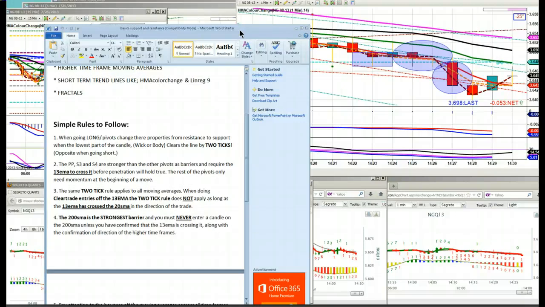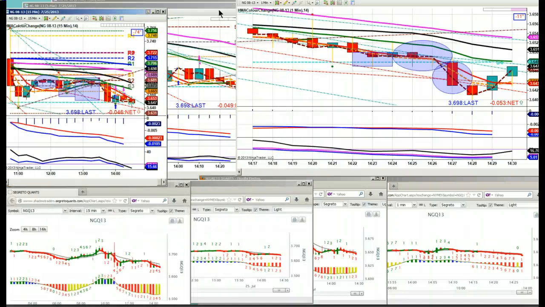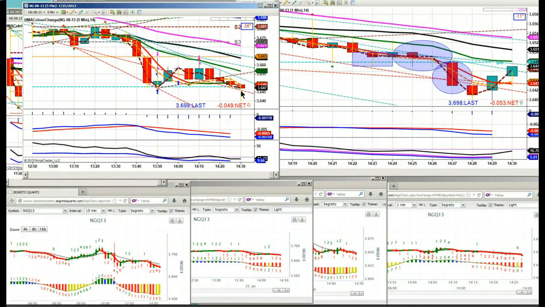So let's see where we are with a 15-minute chart here. 15-minute looks like we want to continue lower. 5 minutes just crossing. HMA just changed back to red. Okay, but we're holding to that red fractal. Can you see the red fractal there? Let's talk a little bit about fractals.